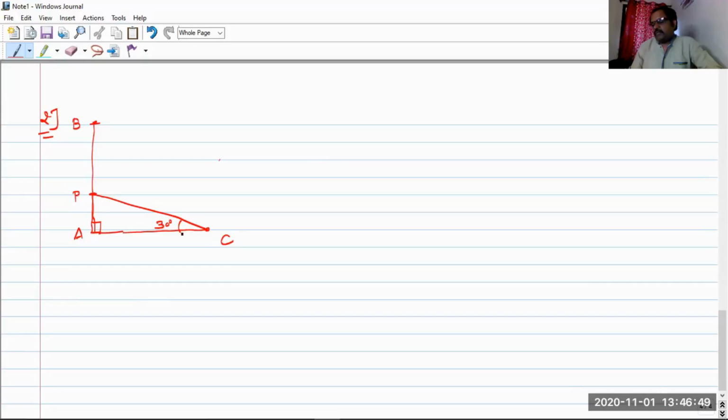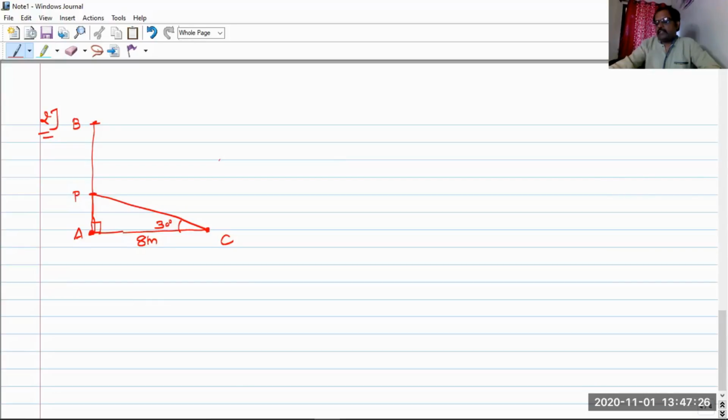And the distance between the foot of the tree, A is the foot of the tree, and the point where the top touches the ground is 8 meters. This is the point where the top of the tree touches the ground, which means you are given the distance AC. How much is it given? It is given 8 meters. So the question is to find the height of the tree, which means we need to find the distance AB.